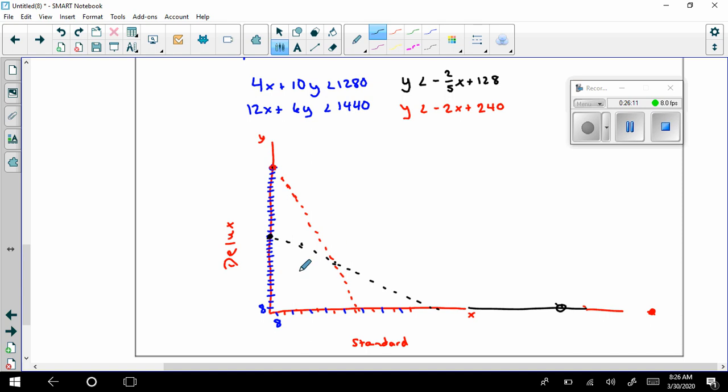They're both less than, so this right here will be your feasible region where it's less than both lines. Okay?